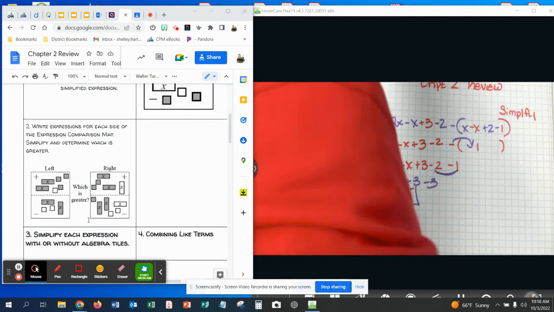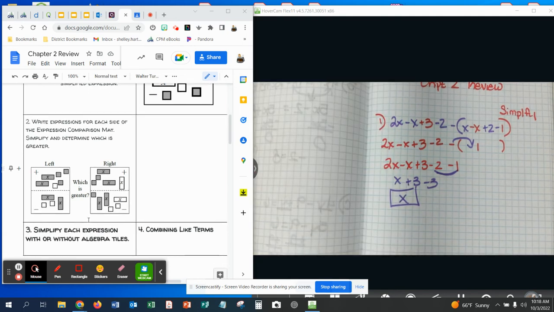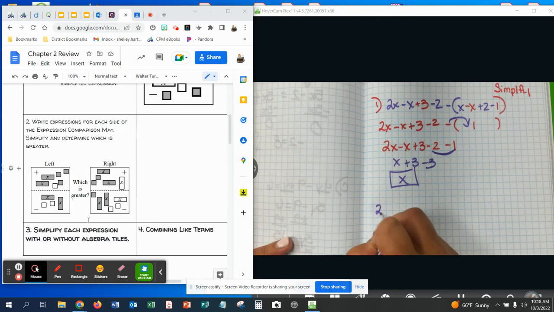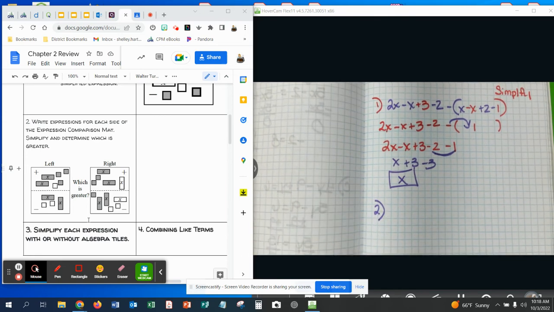All right, so on number 2, we are going to write expressions for each side and then determine which is greater. All right, why don't you take a look at number 2 and everybody write down the 2 different expressions, the left one and then the right.